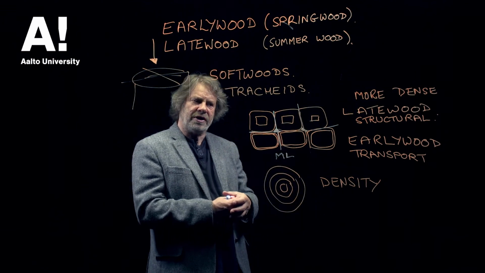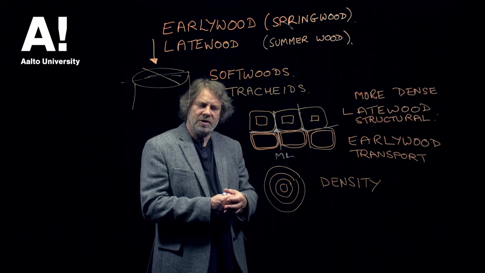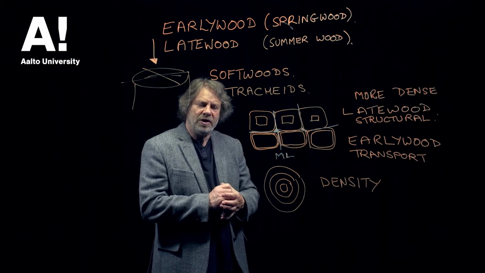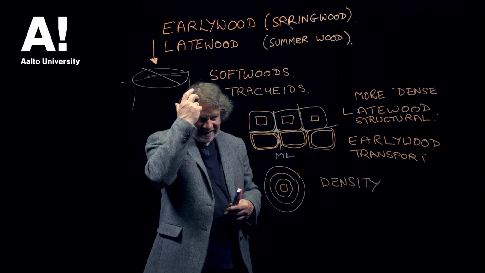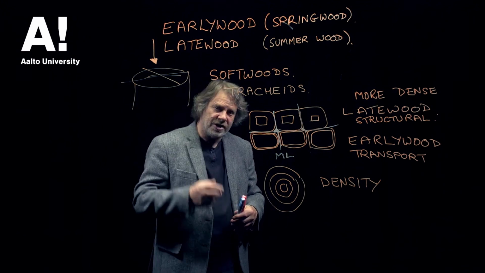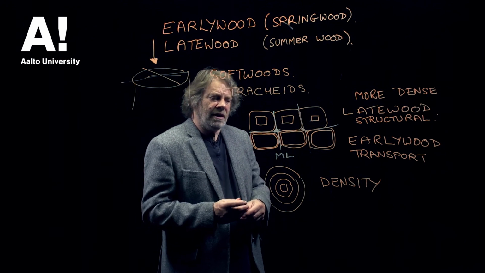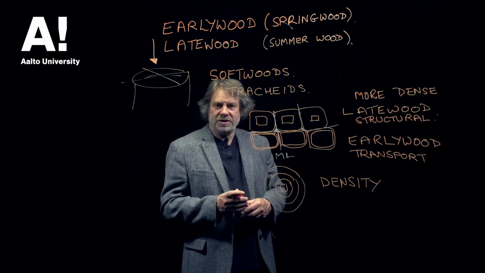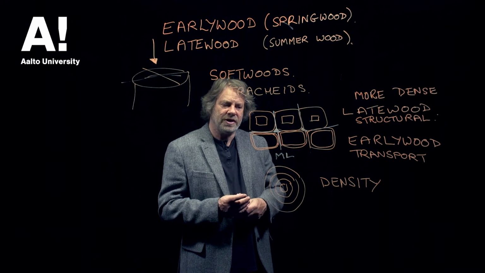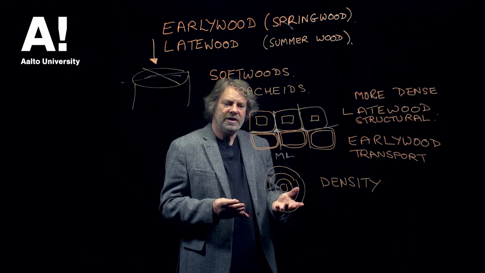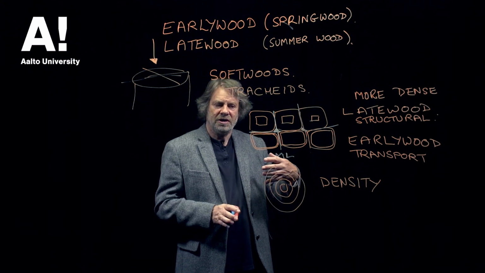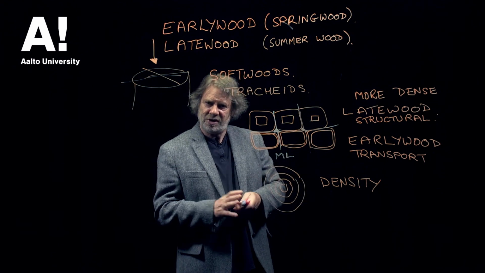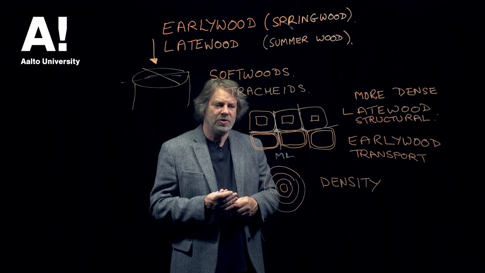So fast growing softwood trees, I'm talking about here, will be of low density, and slow grown trees will be of high density. Density does correlate with strength. Correlates quite well with strength, although it's not the only determinant of strength. So a high dense wood with a softwood at least indicates a strong piece of wood, and may well indicate a very stiff piece of wood, although that is a little bit more complicated.